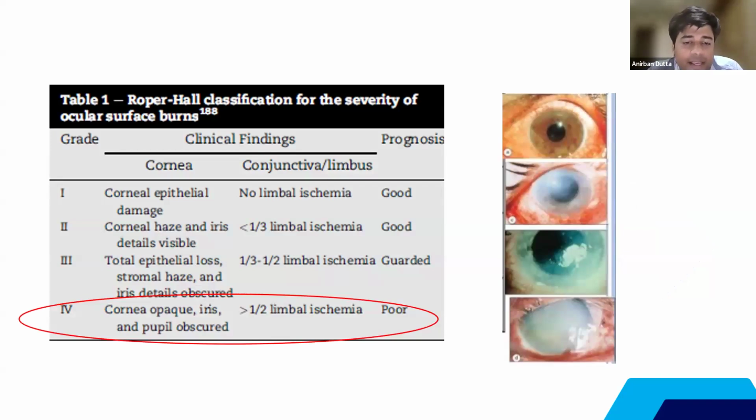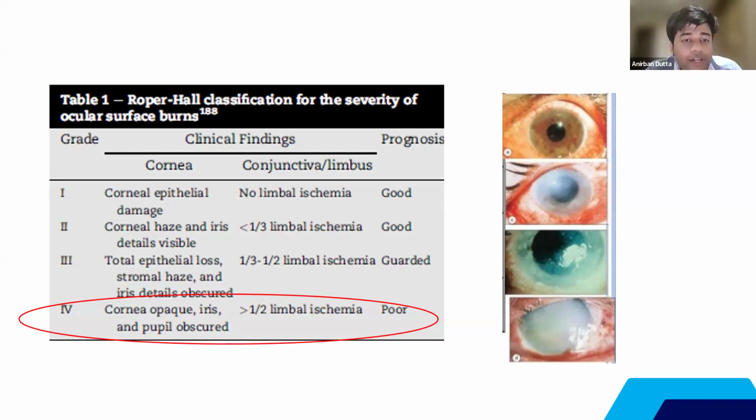So, how do we classify chemical injuries? The old classification was the Roper Hall classification, which we have all studied. Now, the Roper Hall is very simple. There is nothing much to read into. There are four grades. It is classified on the basis of what are the findings of the cornea and what are the findings of the conjunctiva and limbus. So there is no limbal ischemia, less than one third to half, and more than half, as you can see in the images on the right.